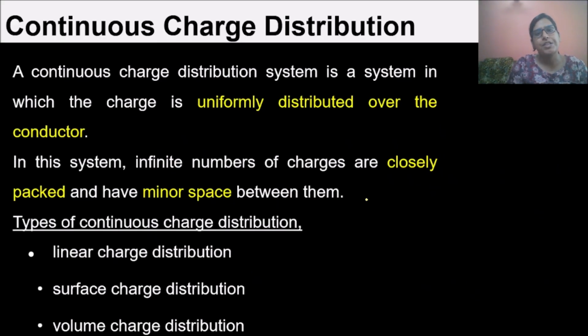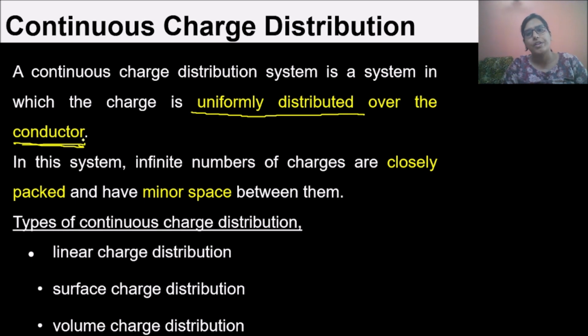Now we will see continuous charge distribution. So we will find the electric field due to continuous charge bodies, and before that we will see what the continuous charge distribution is. A continuous charge distribution system is a system in which the charge is uniformly distributed over the conductor, right? Over the conductor, and in this system infinite number of charges are closely packed and have a minor space between them, right?